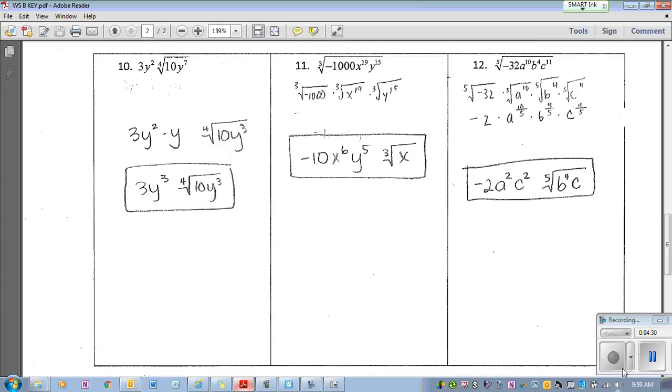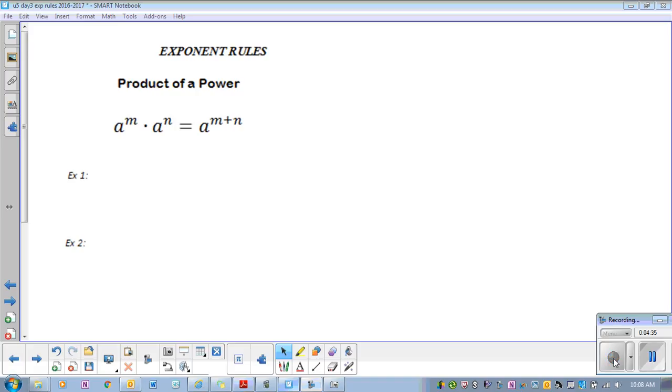Is that it? You only have 12 problems for this homework? Oh my goodness, only 12 problems. Okay, so let's get started on exponent rules.